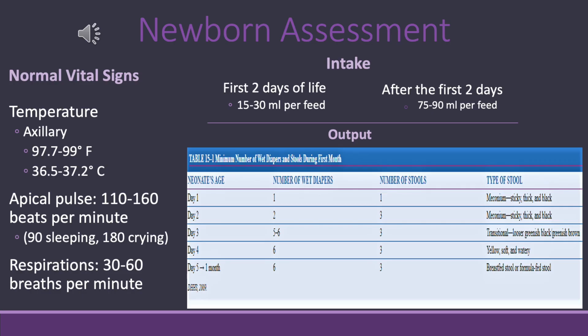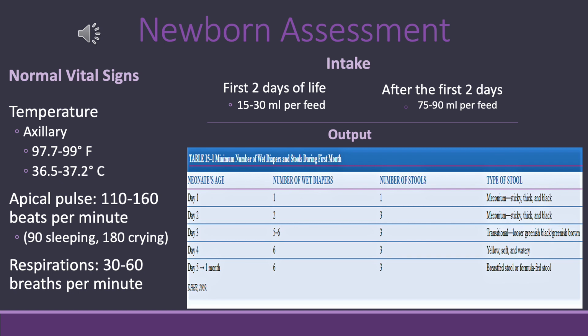Before we go through the head-to-toe assessment, let's look at some normal vital signs for a neonate or newborn and normal intake and output. So the axillary temperature for a neonate should remain in the 97.7 to 99 Fahrenheit or 36.5 to 37.2 degrees Celsius range. The apical pulse is usually 110 to 160 beats per minute, but it can go as low as 90 in sleeping or as high as 180 if the infant's crying.